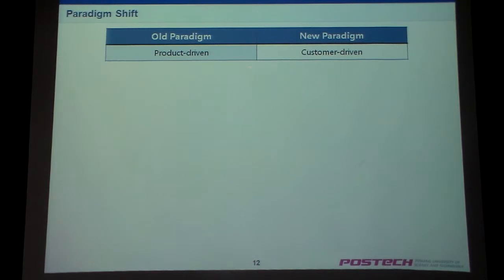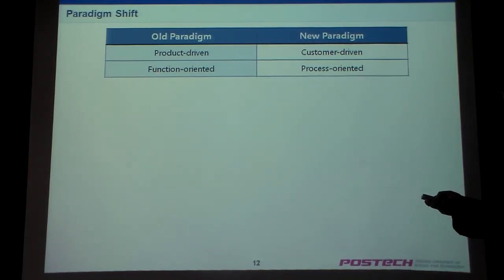So customer is maybe more important than product itself. So we care about customer. Of course, product is important, but customer has more power. And then function-oriented and process-oriented. By function we mean business function, for example, marketing function, accounting function, finance function, etc. And process-oriented is more cross-functional. And process is defined as a series of functions, which is a cross-functional concept.